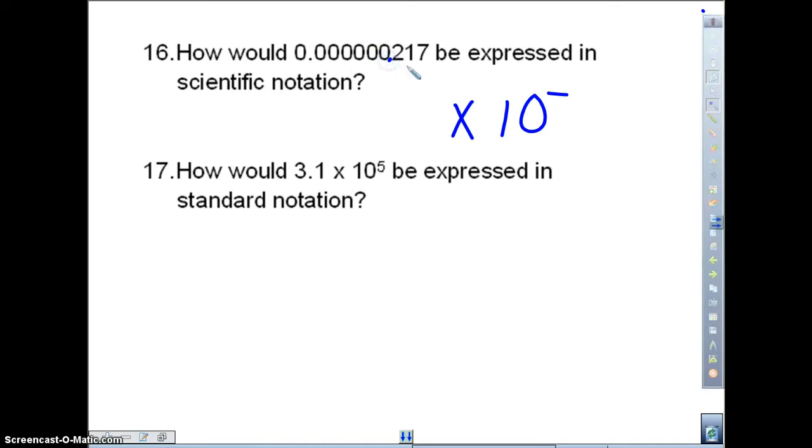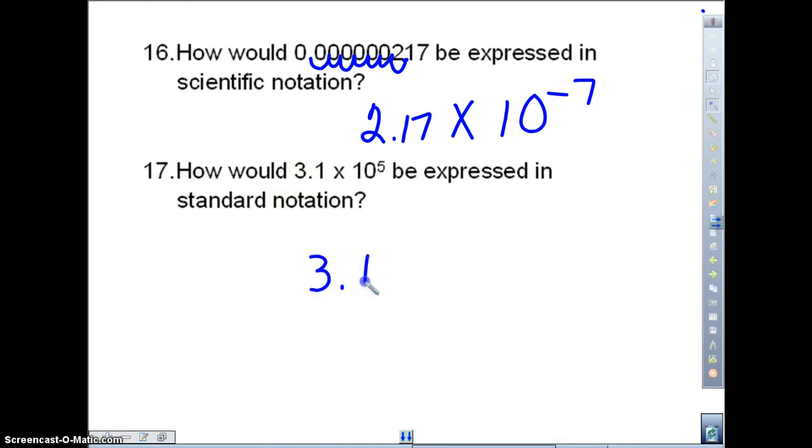If I put it here, I have 0.217. That's less than 1. If I put it here, that's 21.7. That's bigger than 10. If I put it here, that's 217. That's way bigger than 10. I'm going to put it right here because that's the rule. 2.17. Now you count how far you move the decimal point. 1, 2, 3, 4, 5, 6, 7. Okay?